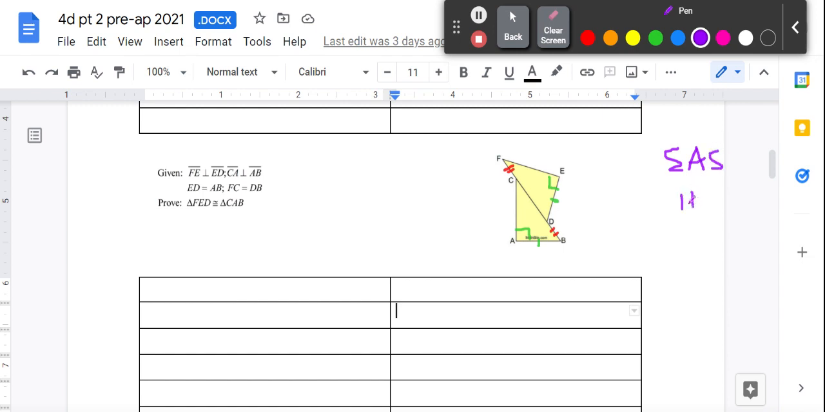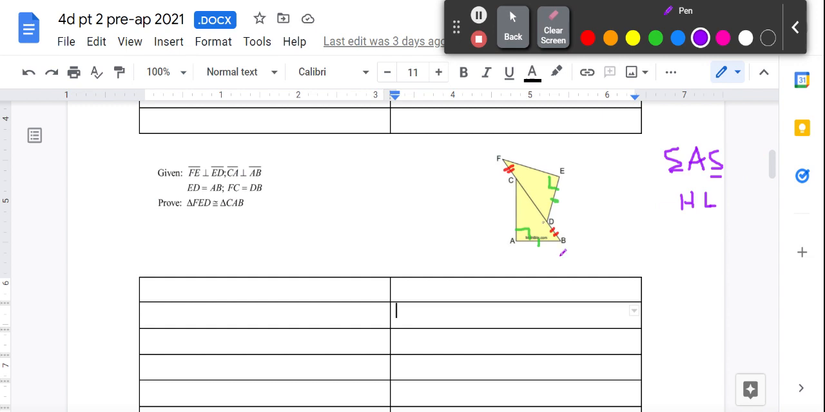or it could be HL. Okay, because that's kind of what we have, side and angle right there, side and angle right there. So we have to determine, is it going to be a third side or is it going to be the hypotenuse and leg? Okay. Well, if it's side angle side, we're going to have to look with something with CA and FE. Okay. CA and FE. And we don't have anything regarding CA and FE. Okay. So that's probably going to be out.